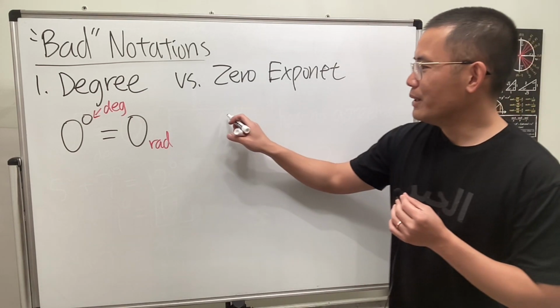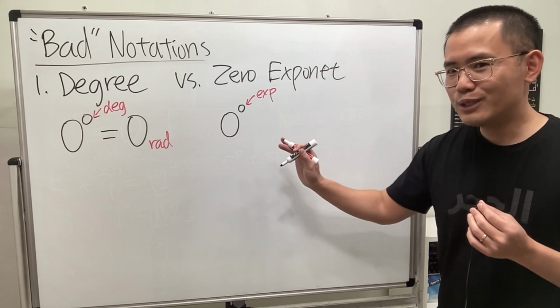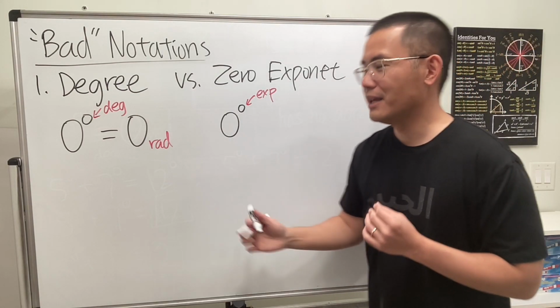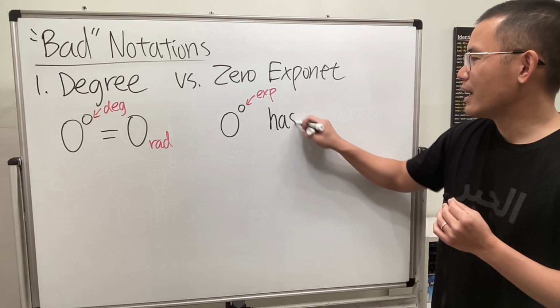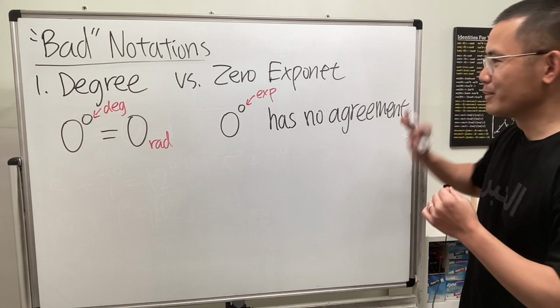On the other hand though, if you have 0 to the 0 exponent, oh my goodness, this right here, is it 1? Is it 0? Is it undefined? Well, I'll tell you, this right here has no agreement. And that's all I'm going to say.